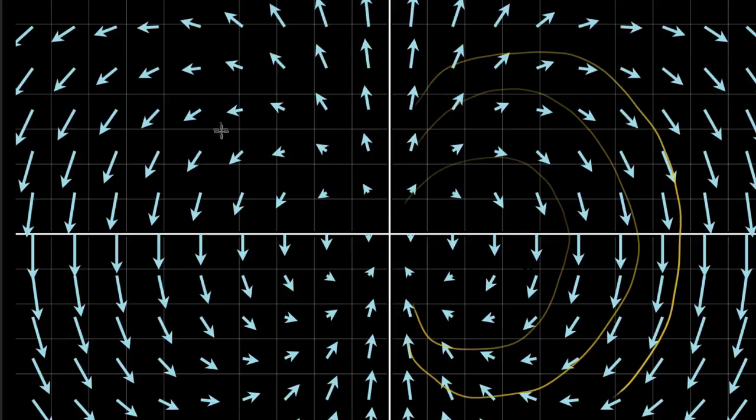And the key question that we want to think about is if you have a given point somewhere in space, does fluid tend to flow towards that point, or does it tend to flow more away from it? Does it diverge away from that point?